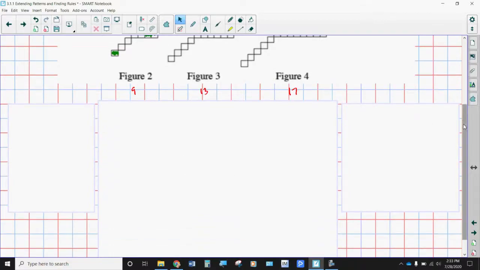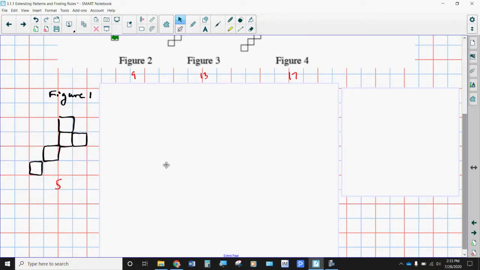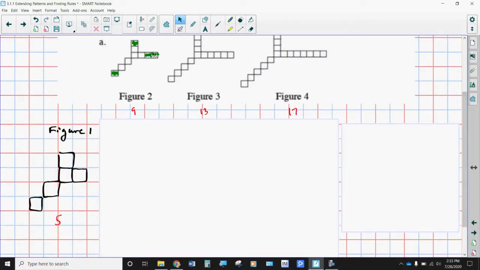What do I have here? Is that figure 5? Okay, so let's start with figure 1. That's what we think figure 1 should have looked like once we took away these two for figure 2 and that one from the top. So you've got 2 in the row, 2 in the column, 1, 2, 3, 4, 5. That's what we predicted.